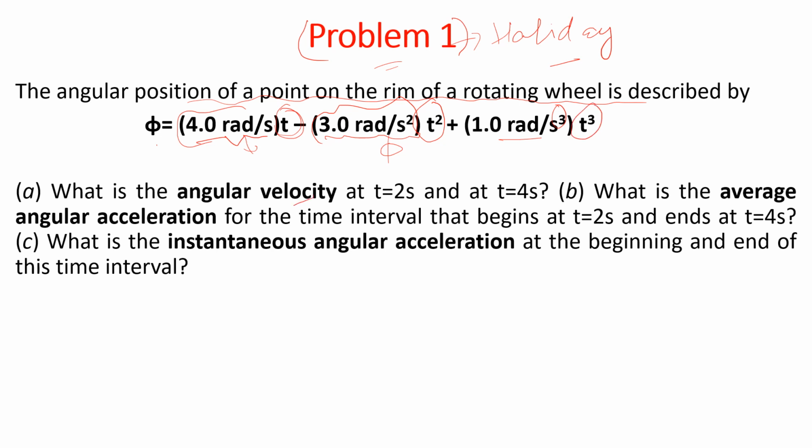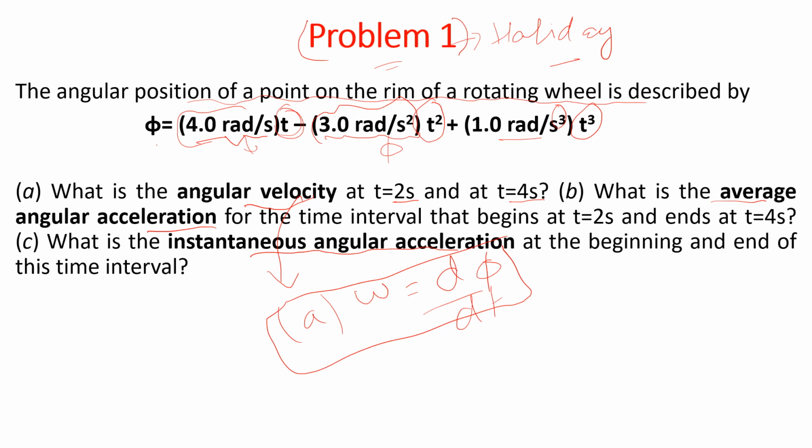What is the angular velocity at t is equal to 2 and t is equal to 4? Part B asks what is the average acceleration, and part C asks what is the instantaneous angular acceleration. Now, as we know from our last example and from our derivation, angular velocity is nothing but this. That is the formula which we are going to use in our first part.